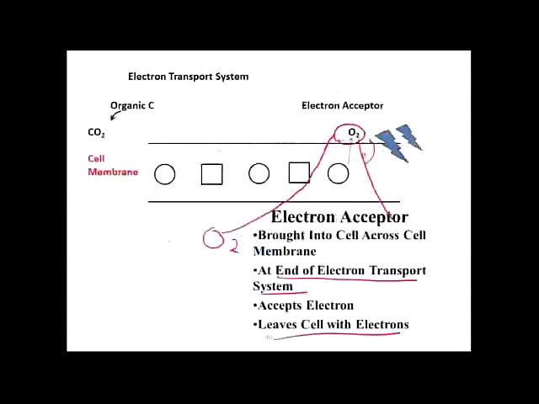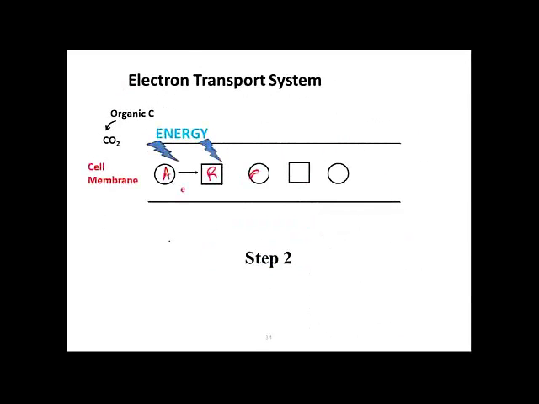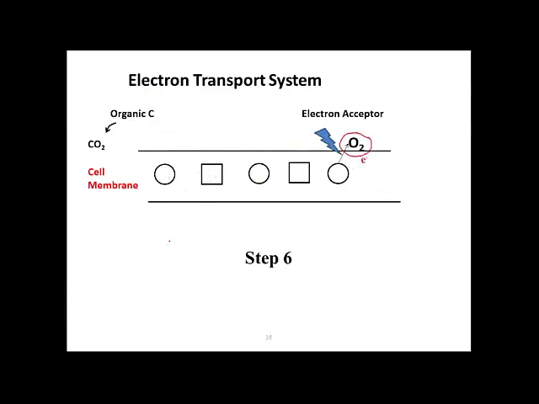So if we go back here and look, it turns out that B, that compound that's sitting in the cell membrane, has a greater affinity for electrons than A. C has a greater affinity for electrons than B. And if you remember way back to chemistry, you might remember that oxygen has a really great affinity. It loves electrons. Okay? And so that's why having oxygen at the end here is really good, because oxygen is highly electrophilic. It loves electrons. Organic carbon doesn't like them so much.